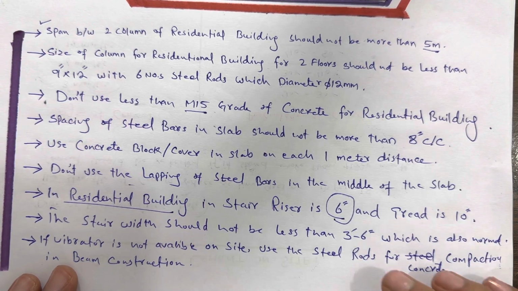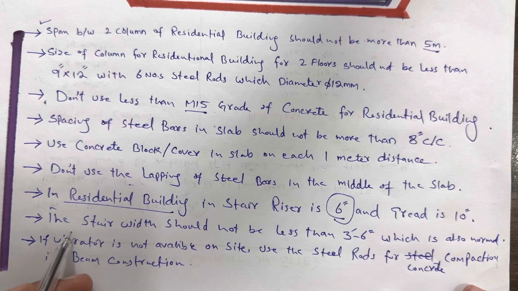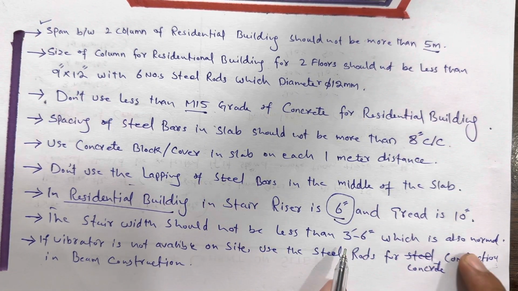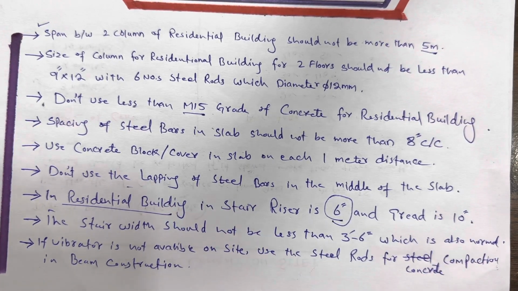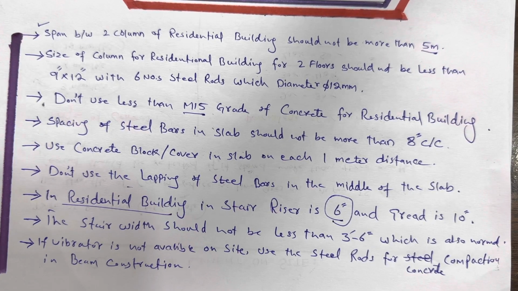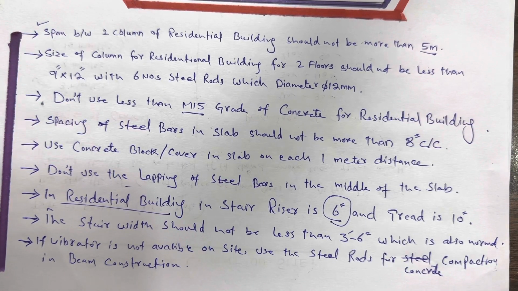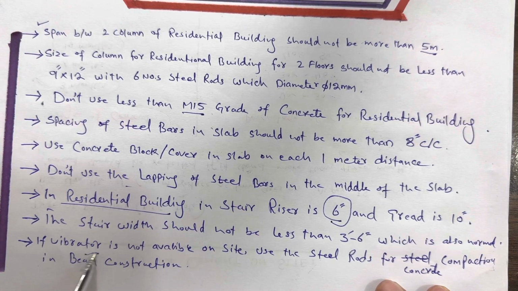Okay, next guys, we have the other one, which is this stair width should not be less than 3 feet and 6 inches, which is also normal, you can say. But sometimes we are using 2 feet and 3 inches, but that is not for use of the first floor or second floor when you are using the width of the stair. Okay, so therefore it should be 3 feet and 6 inches. Don't use less than this, otherwise it will make more difficulties for people inside the residential building. Okay, next guys, this is also very important.